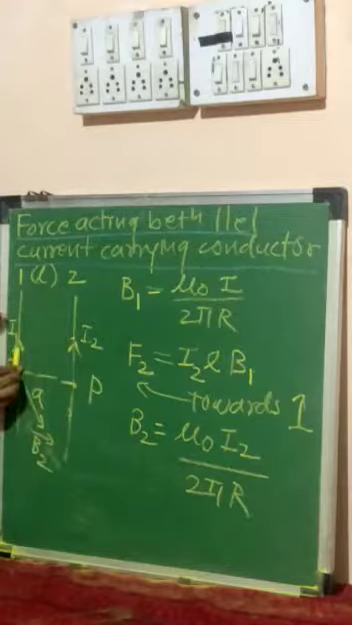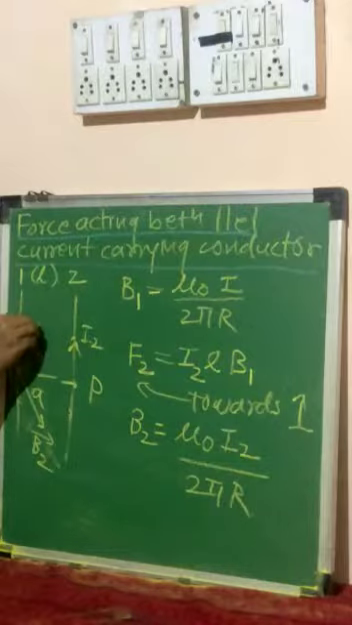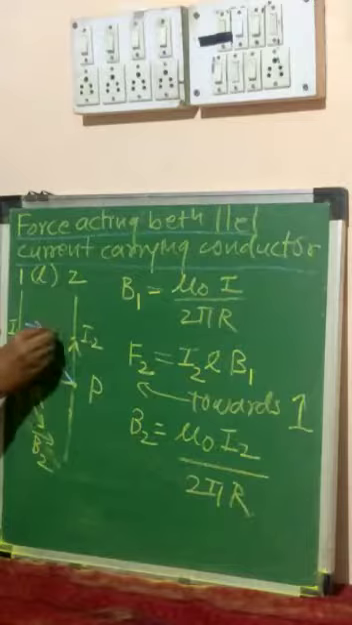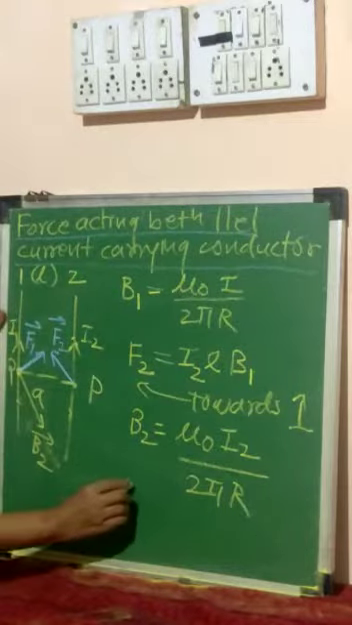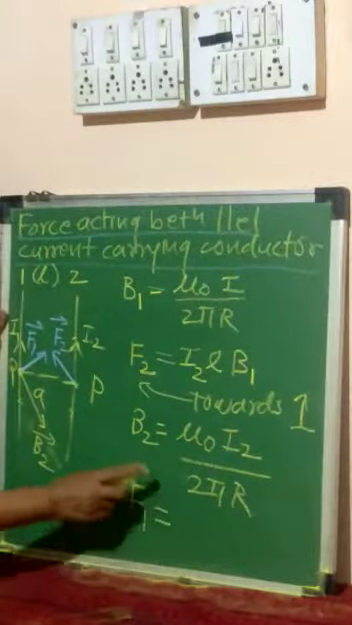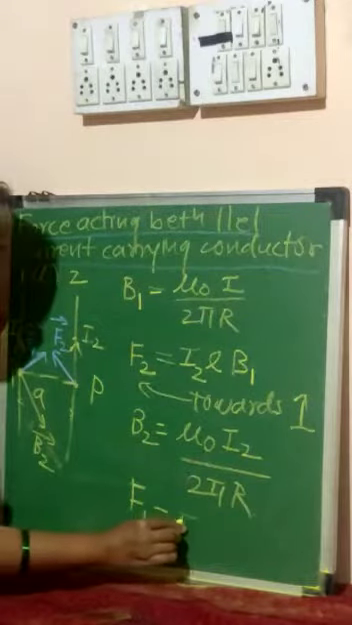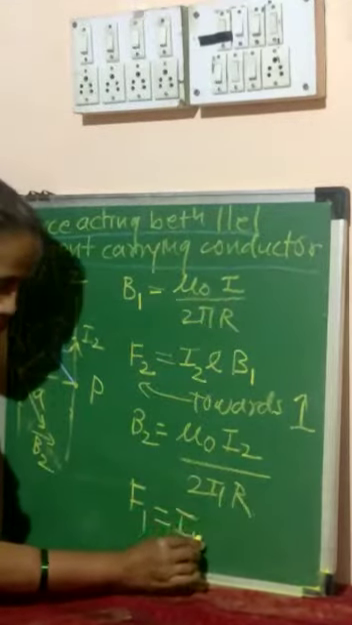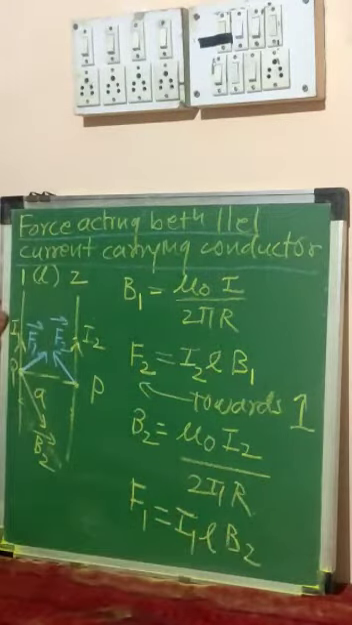So now your current is in the upward direction, magnetic field is outside. Due to that, this second conductor experiences a force F2 which will be towards the first conductor. Similarly, force F1 is experienced by the first conductor due to flow of current I1, due to length L, and due to magnetic induction B2.